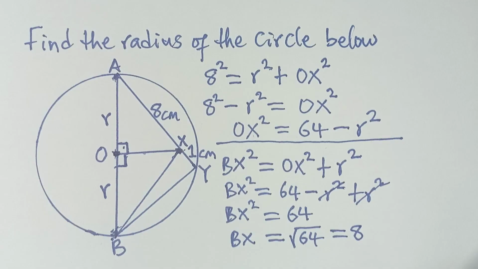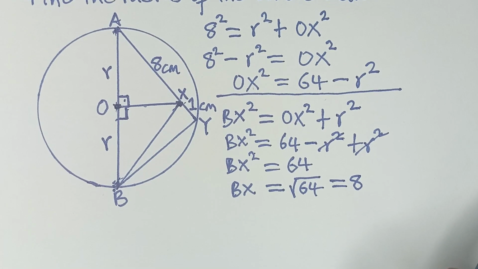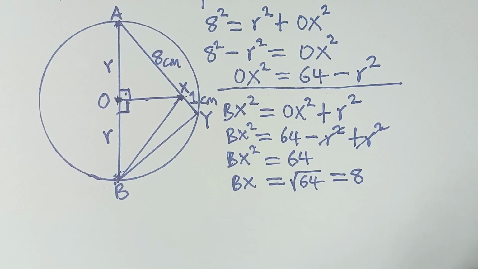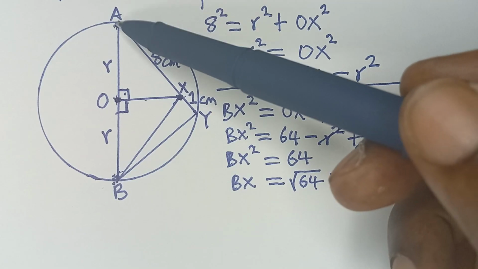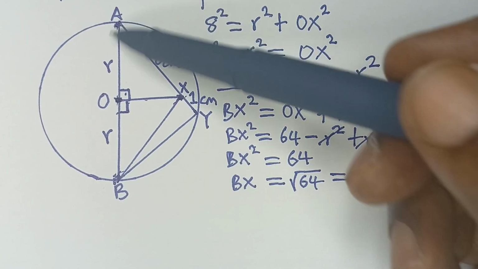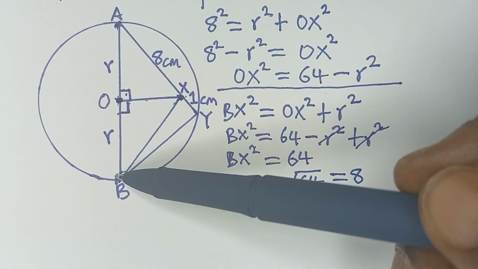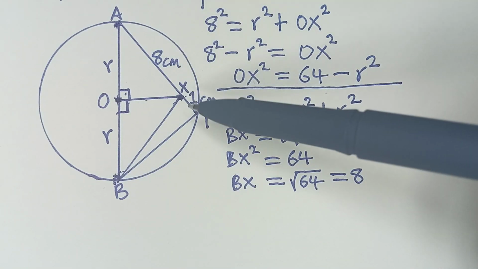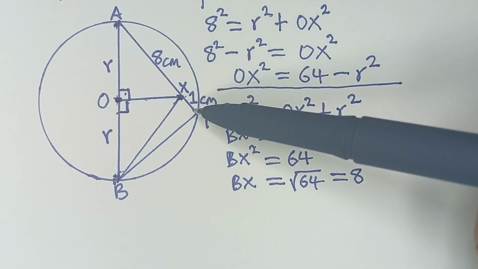Now let's move on by looking at a theorem in circle. Now this is a diameter. AB is a diameter. Now a diameter subtends an angle 90 degrees or a right angle at the circumference.